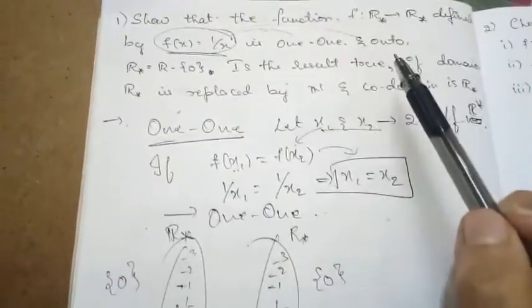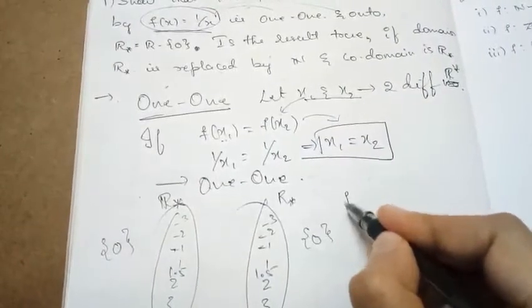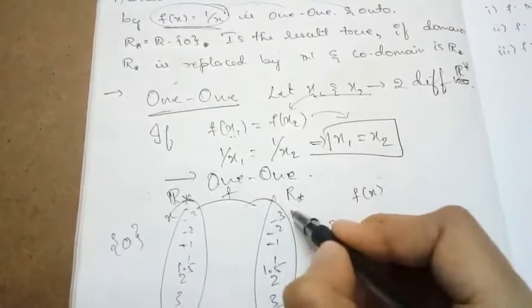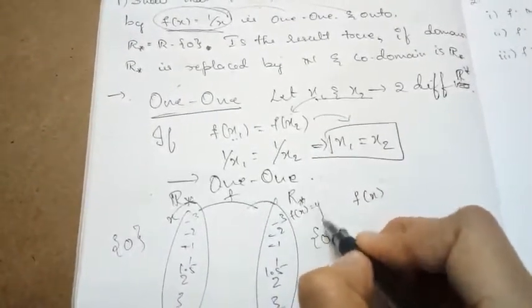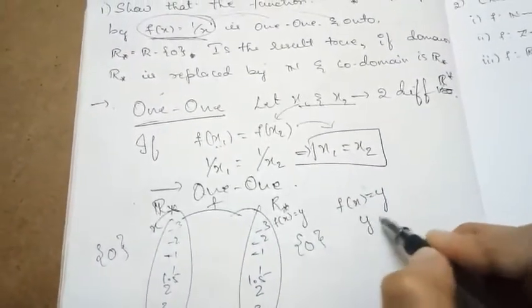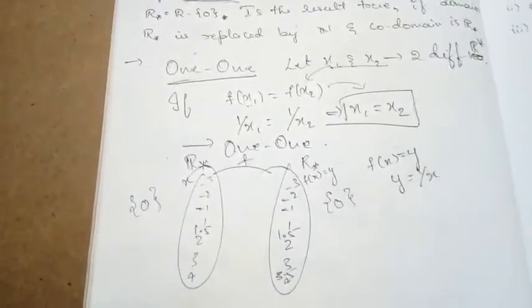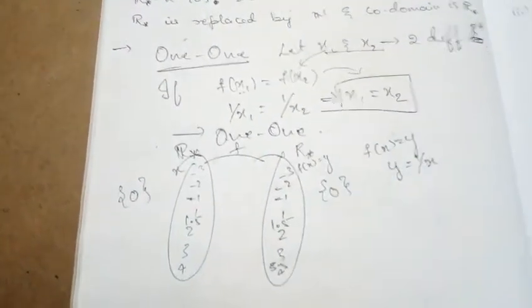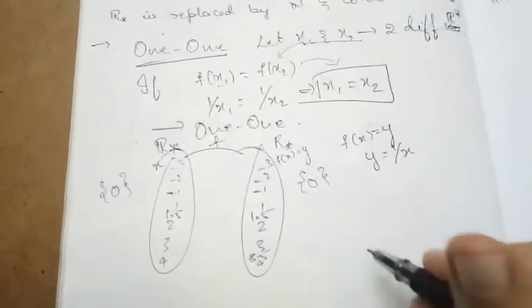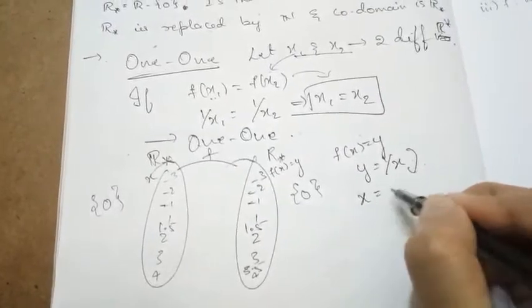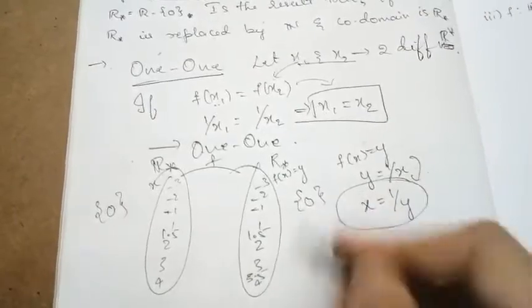Now you can see our function f of x. If this is the set of x, then this is our f of x, which is nothing but y. So what is our y? y is equal to 1 by x. You can see this is also a set of real numbers, and this is also a set of real numbers. To prove it is onto, first I will reverse the given function into x form, that is x is equal to 1 by y. So I have reversed this function.